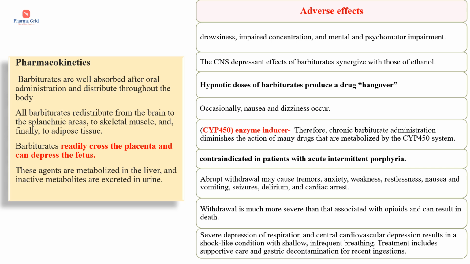So the main points to be noted down here are that barbiturates are cytochrome P450 enzyme inducers. So it will cause increased metabolism of the co-administered drugs, and also it is contraindicated in patients with acute intermittent porphyria. And the withdrawal is more severe than that associated with opioids and can result in death. So there should not be abrupt withdrawal. Withdrawal should be only gradual.